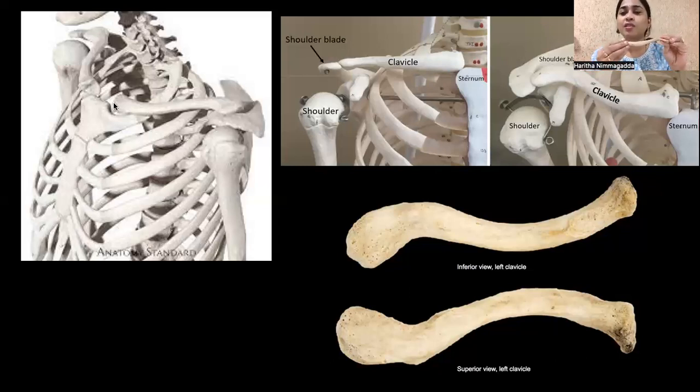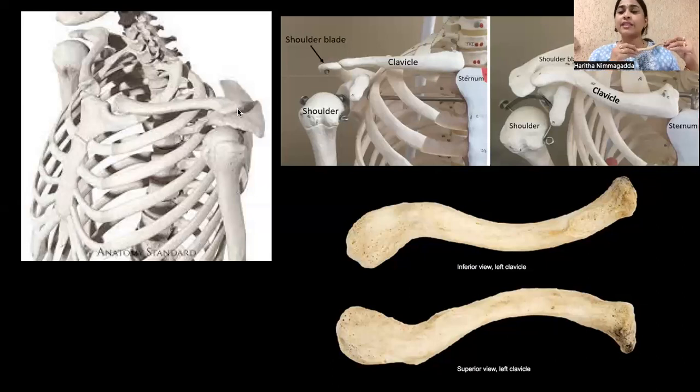First, the clavicle looks this way. You can see that there is a curving of the clavicle. Medially it is convex and laterally it is concave, a cave-like structure at the front, so it goes backwards. You can see in this picture it is forwards medially and backwards laterally.